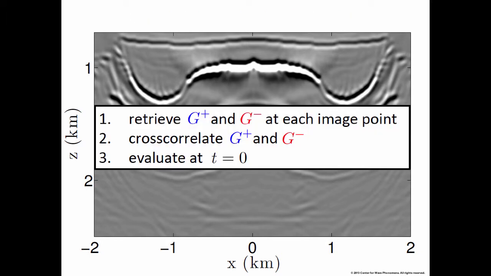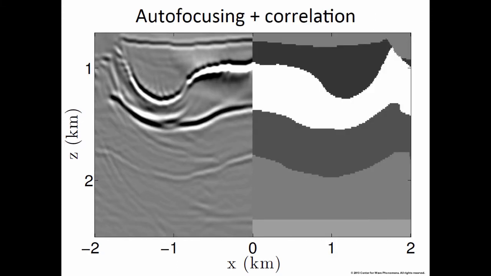Let me just briefly remind you what we did. So we retrieved G plus and G minus, so the downgoing and upgoing wave fields at every image point. We cross-correlate these two wave fields, and we evaluate the result at time equal to 0, and this is the result. This is again the comparison when we show the model. You can see now the reflector is still at the correct location, but now the ghost reflectors are not in the image, and also the image is way cleaner.